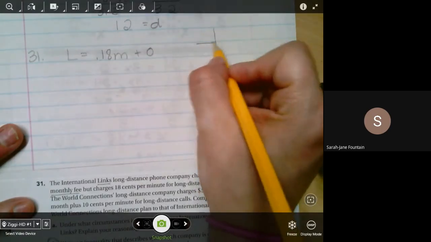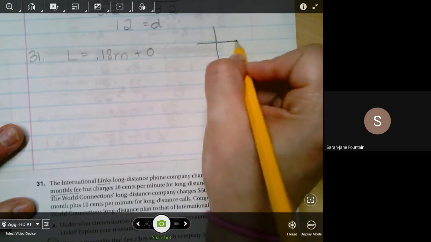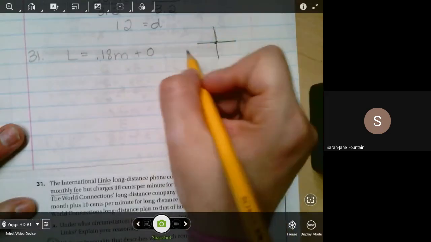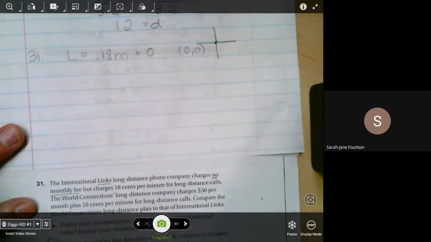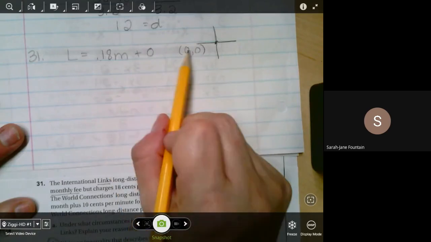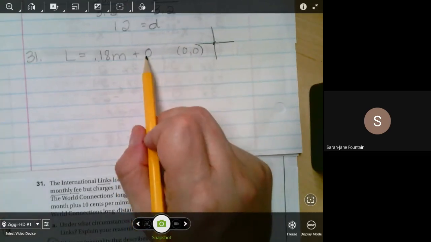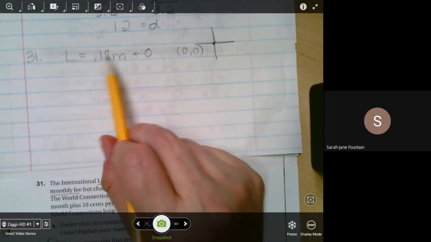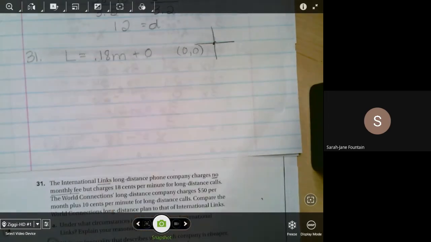So I know that if I didn't use any minutes at all, my coordinates would be 0, 0, because this is what y is when x is 0. And since there is no monthly fee, if I put a 0 here, 0.18 times 0 is 0 plus 0 is 0. Okay?